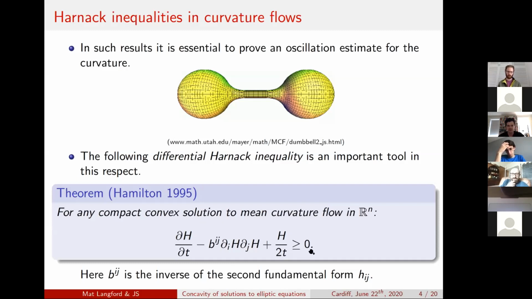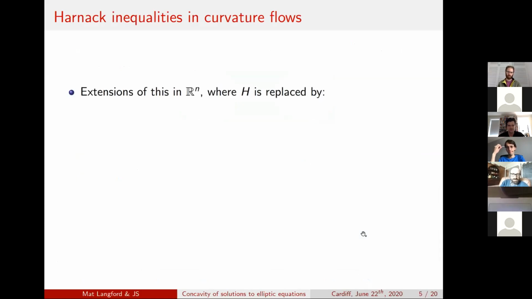As usual in parabolic equations, you will not get a Harnack inequality at the same time slice. But if you wait for a little while, you can estimate the maximum by the minimum from this differential Harnack inequality. This is very useful in curvature flows and has helped a lot in getting convergence results. This is the first kind of these Harnack inequalities, and there are several extensions of this result. Basically, this all happened in the 90s.